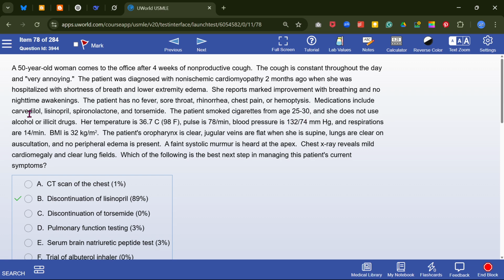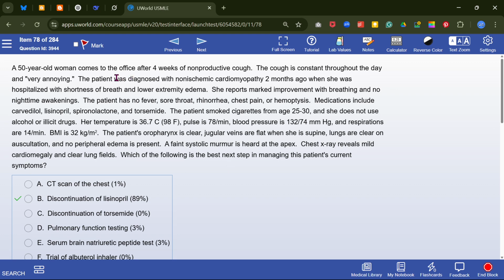Medications include carvedilol, lisinopril, spironolactone, and torsemide. The patient smoked cigarettes from age 25 to 30. He does not use tobacco, alcohol, or illicit drugs. Oropharynx is clear, JVD is flat while supine, lungs are clear, no peripheral edema, a faint systolic murmur present at the apex, chest X-ray shows mild cardiomegaly, and clear lungs.